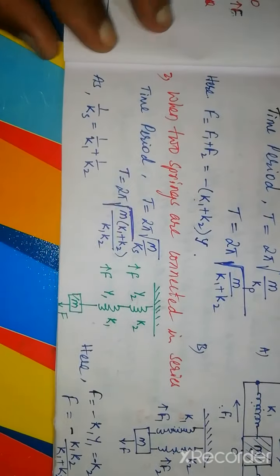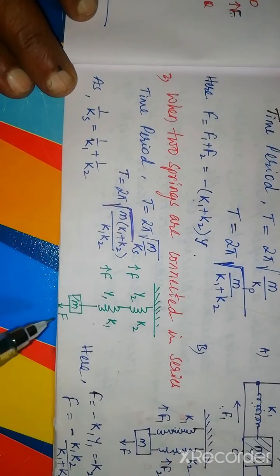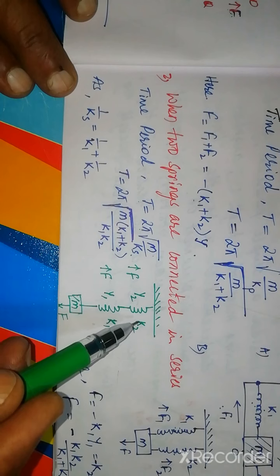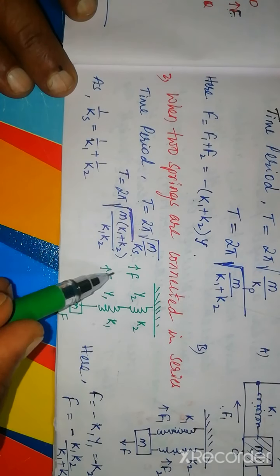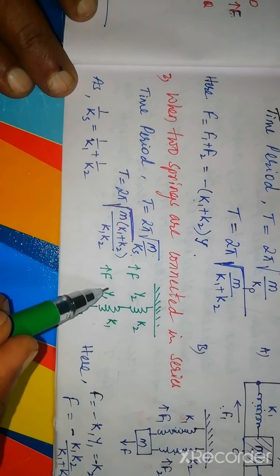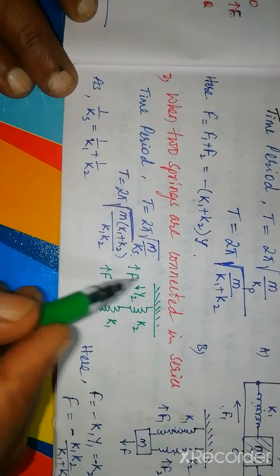When the two springs are connected in series, one after the other, K1 and K2 are the spring constants, F is the force, and the time period is given by 2 pi root m divided by Ks. Ks is the net spring constant for the springs connected in series. So here the restoring force for both the springs is upward, displacement is downward. Displacement is downward, whereas the restoring force is upward.